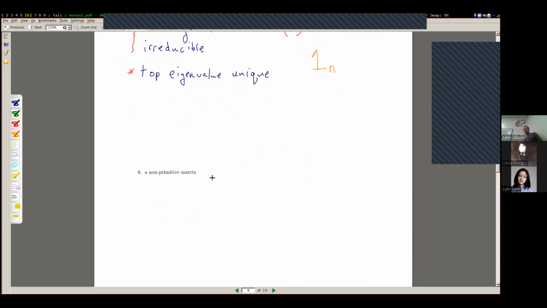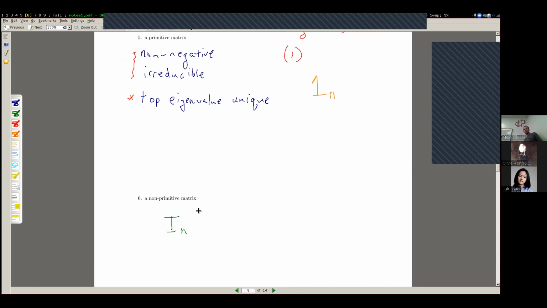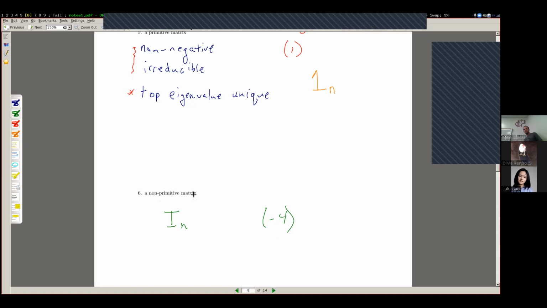I'll just write identity matrix, not primitive. Somebody shout out why identity matrix is not primitive. No, not irreducible. Yeah, so it's not irreducible. It also is all the eigenvalues are 1. So the top eigenvalue is not unique. Lots of reasons why it's not primitive. Something like the matrix of -4, not primitive because it's not non-negative. It has a negative value inside of it. So easy to come up with examples of non-primitive matrices.